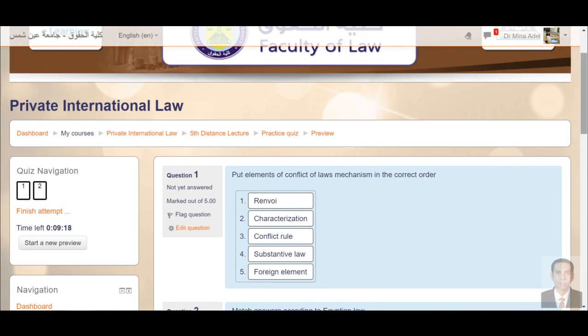Here we have 5 elements, as you see. Of course, you know the conflict of laws mechanism. If you look at the left of the screen, you have a countdown showing the time left, which is 10 minutes. Normally, if you log into Moodle, you will have 2 attempts for this quiz. For the 2 other tests, you will have only 1 attempt. And it's always 10 minutes for the 3 quizzes.